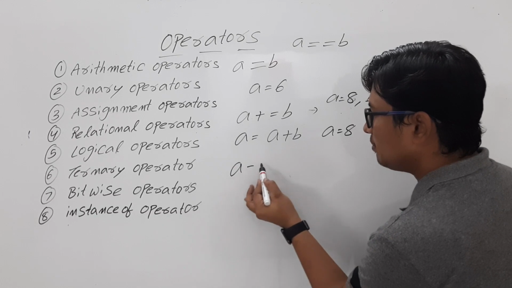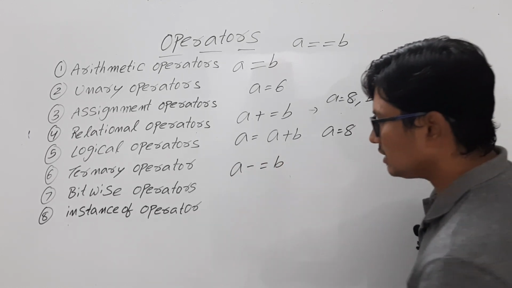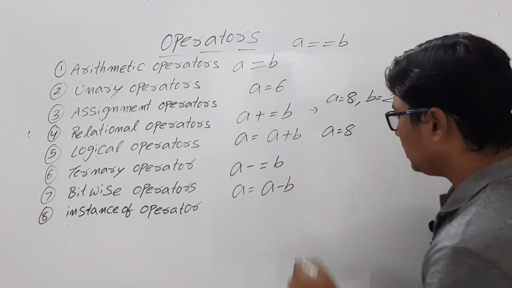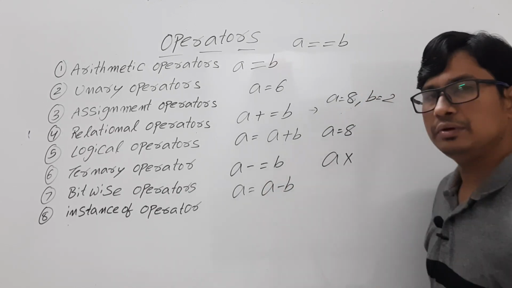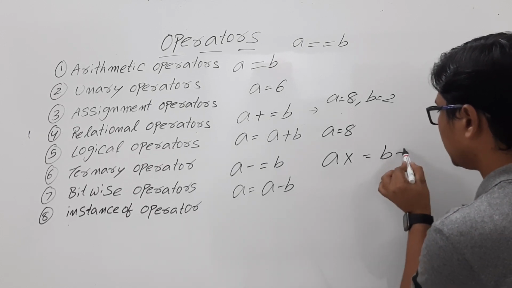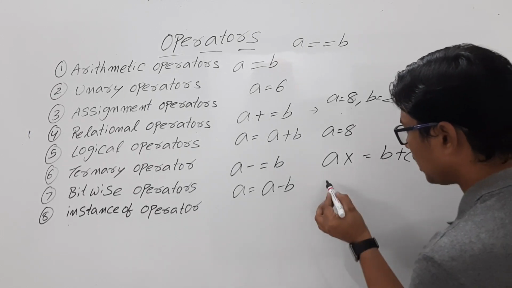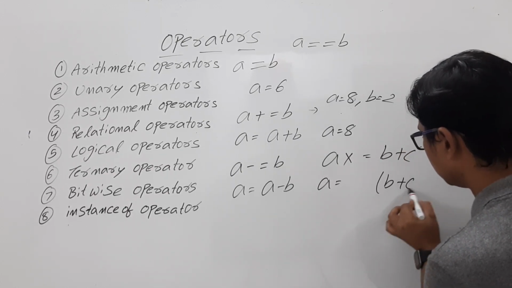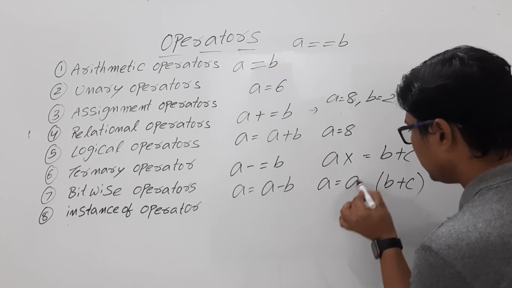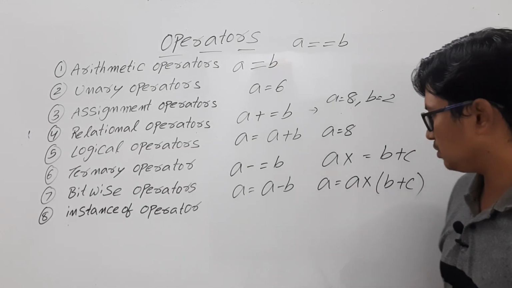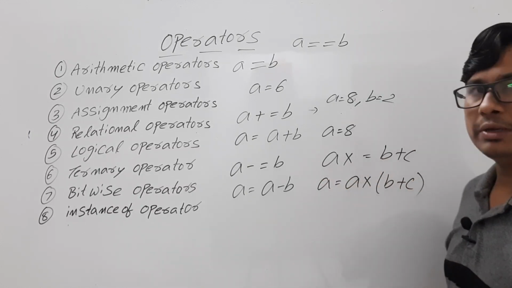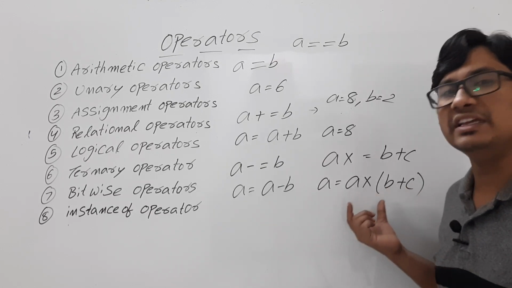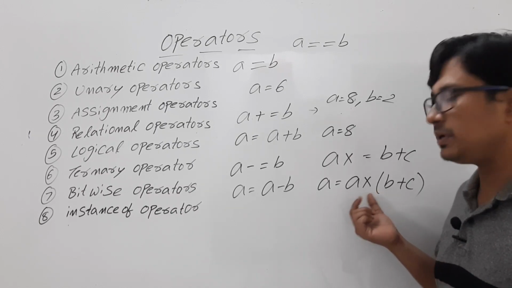Similarly, if I write a -= b, then it is nothing but a = a - b. Similarly, if I write a *= b + c, then how it will happen is that a = a * (b + c). First it will perform b + c. So a *= b + c, if you write, first b + c will be performed because the braces will have the highest priority as compared to the multiplication and addition.